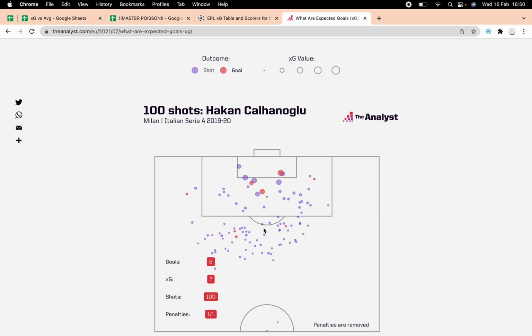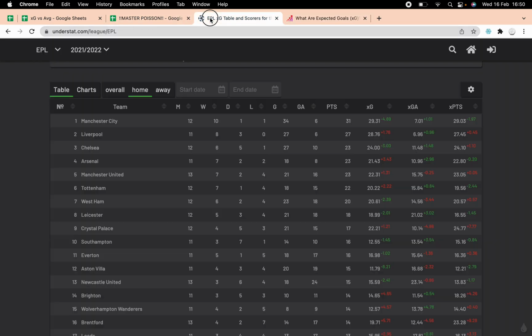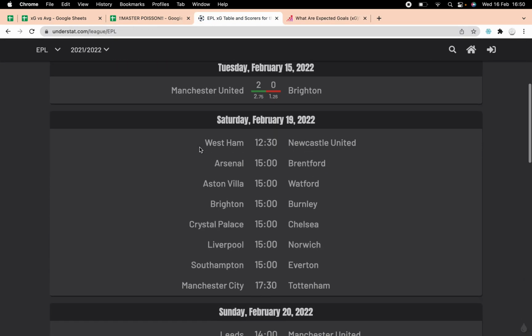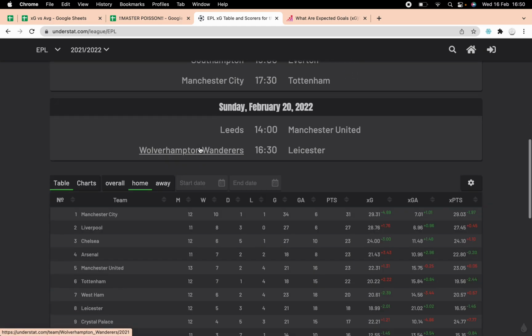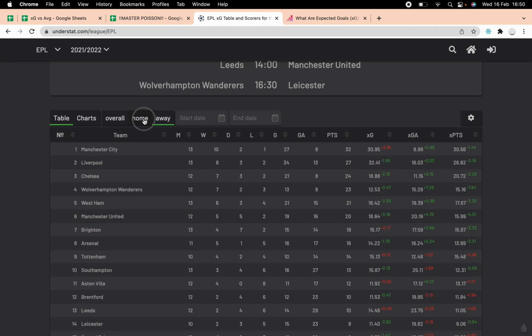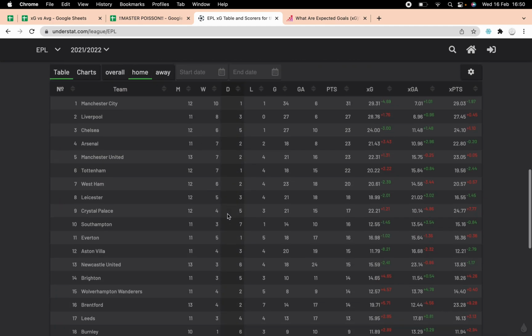That's a kind of easy way to just look at it without going any more deeply into it. So with that in mind, I thought I'd implement that into the Poisson formula. So just literally swap the average goals stats for expected goals stats. And to do that, I used the Understat website, which, as far as I'm concerned, is the best website for expected goals. And so I went to the home and away sections and looked at the expected goal stats.